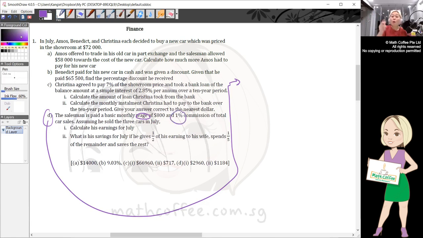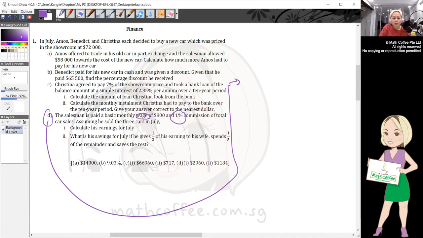Then he's given a 1% commission of the total car sales. That means the more cars he sells, he will get more commission. That's why a salesperson's salary is higher. A lot of times, those people who are not very good academically, but can speak very well, can also earn a lot by selling. You can sell anything. I got friends who sell vacuum cleaners, friends who sell cars, friends who sell houses. These are all more on commission, and you must know how to speak very well because you must sell to people.